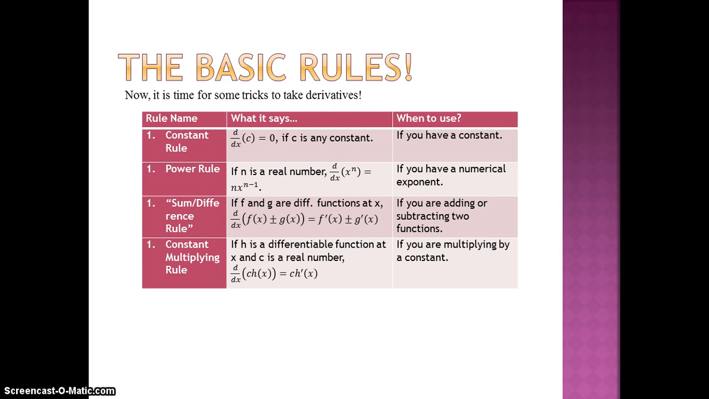The other two rules we will use in conjunction with the power rule and with some of the other rules we'll learn. Those rules are the sum and difference rule and the constant multiplying rule. The sum and difference rule basically says that the derivative of the sum of two functions is the sum of the derivatives, and then the same with subtracting two functions. The constant multiplying rule will say that if we are multiplying a function by a constant, the derivative of the constant times the function will be the constant times the derivative.